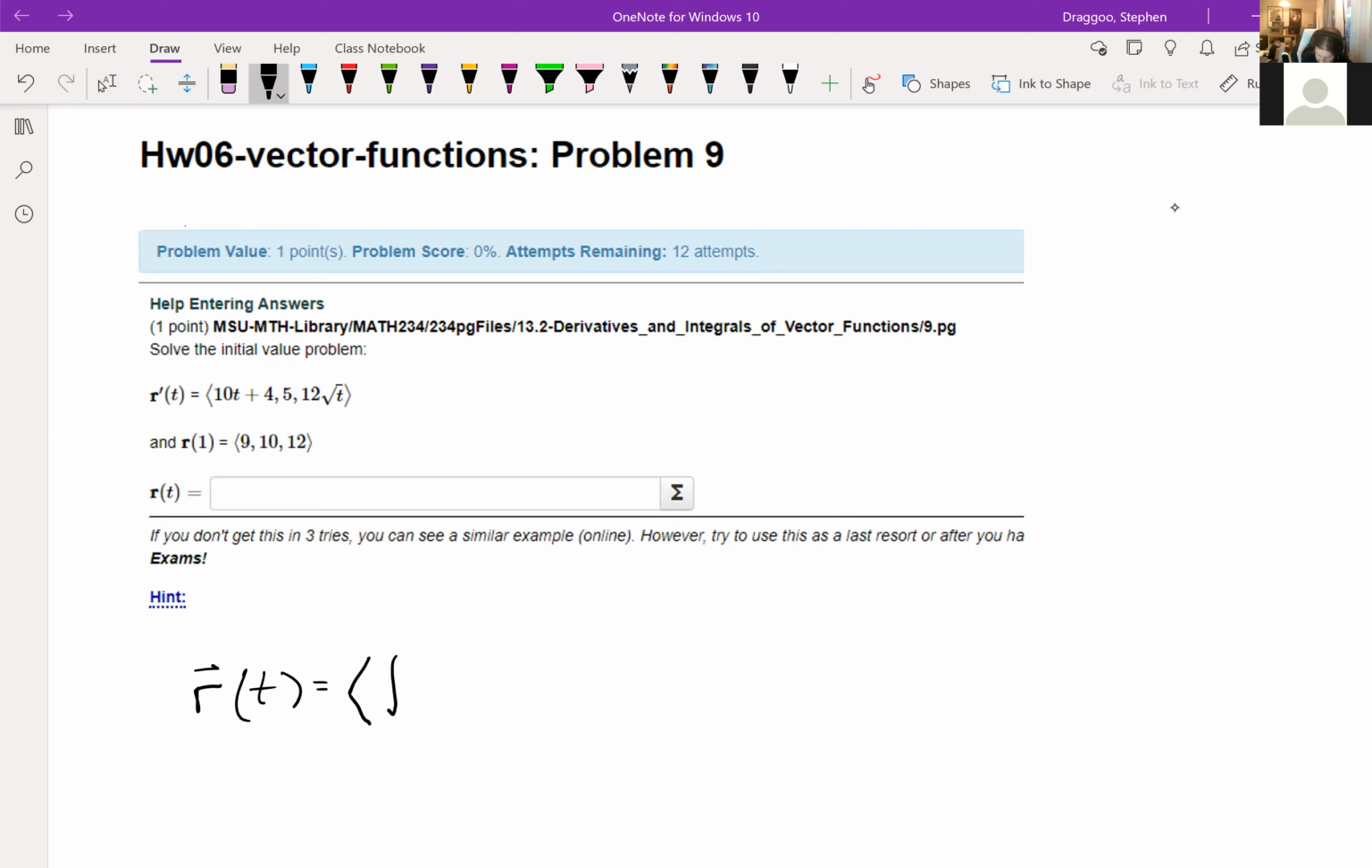So let's integrate 10t dt. And let's add some color to this, it looks kind of boring and it's got no color in it. I also want to integrate 5 dt, and we'll integrate 12 root t dt.